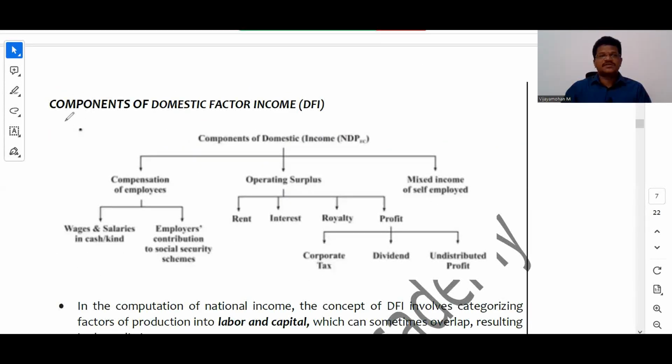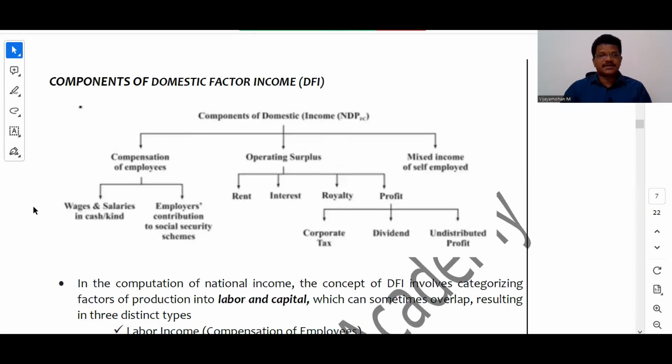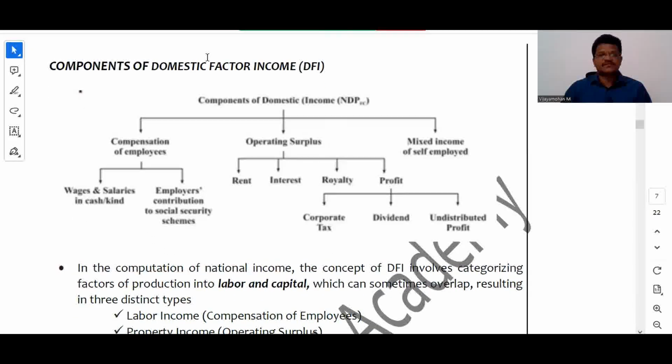Now, what are the components of domestic factor income? First, just try to concentrate on this diagram. With this diagram, I think you will get the whole idea of what the components of domestic factor income are, as far as the income method is concerned.